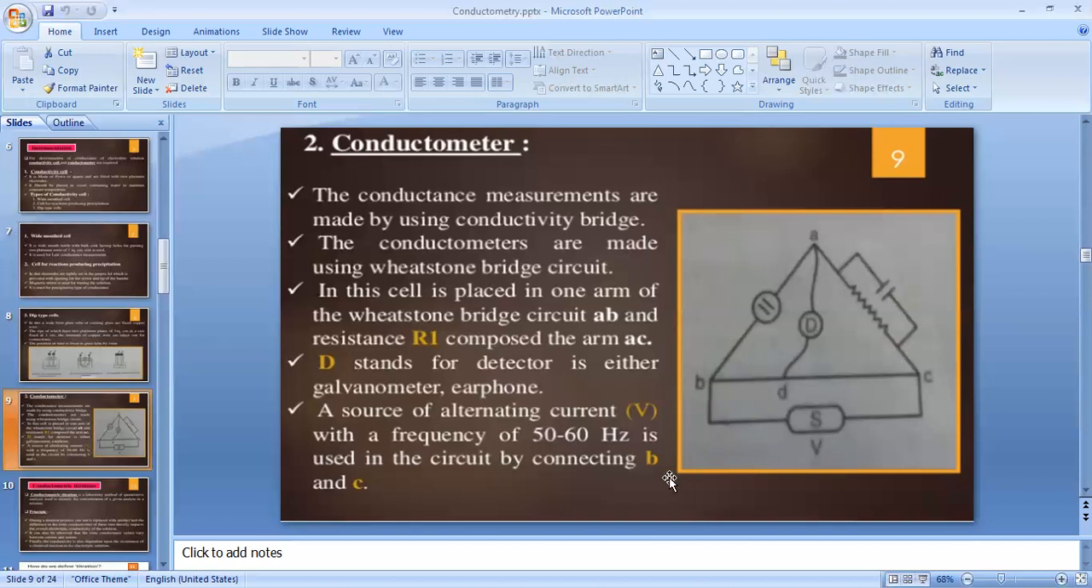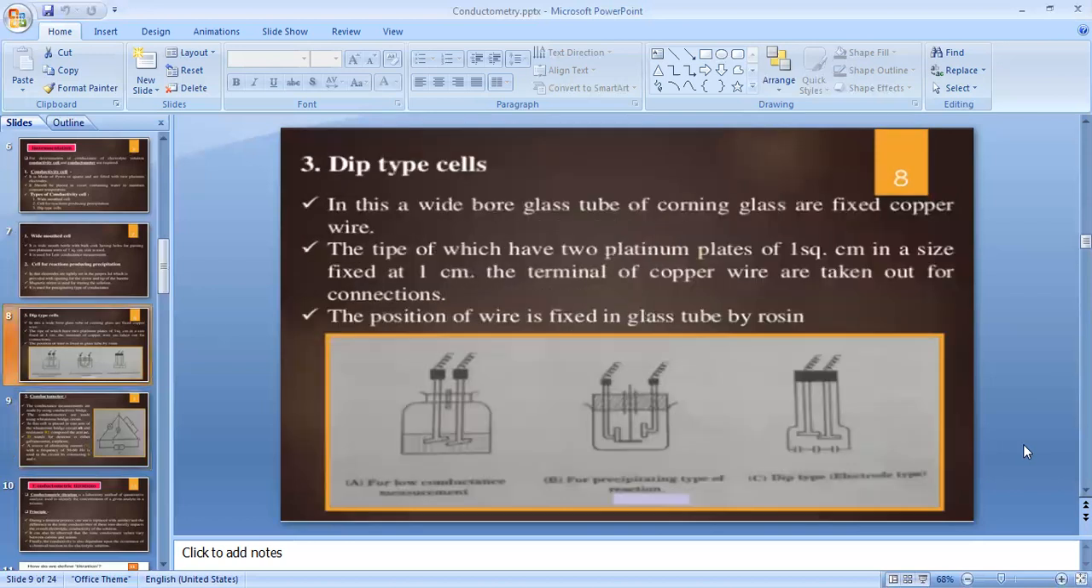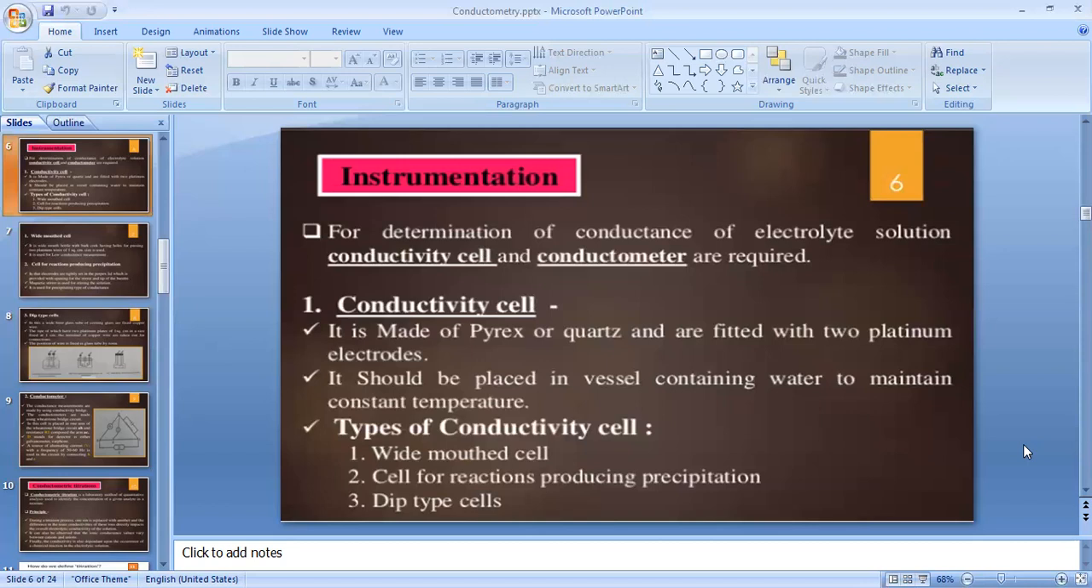So this is the conductometer. With this, we have completed the instrumental part of the conductometer. The conductometer comprises mainly the conductivity cell. Depending upon the nature of the analyte, this conductivity cell is categorized into three types, that is wide mouth cell, cell for reactions producing precipitates, and dip type cells.